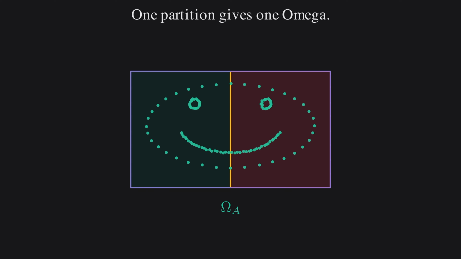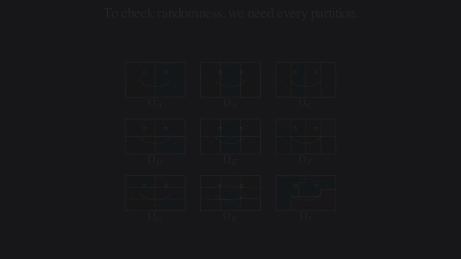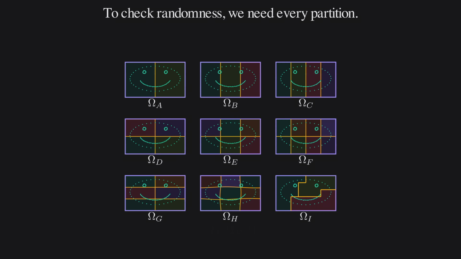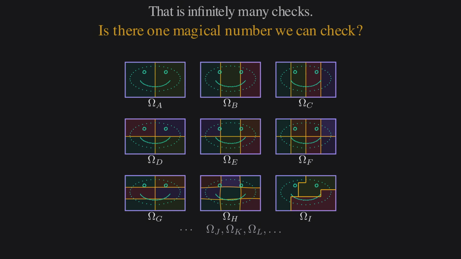But here is the challenge. To really check the randomness of the whole system, we will need to check many omegas. If the system is truly random, they should all be reasonably large. This feels difficult, because there are infinitely many ways to partition the box. What we really want is one magical number that tells us whether the whole system is random.